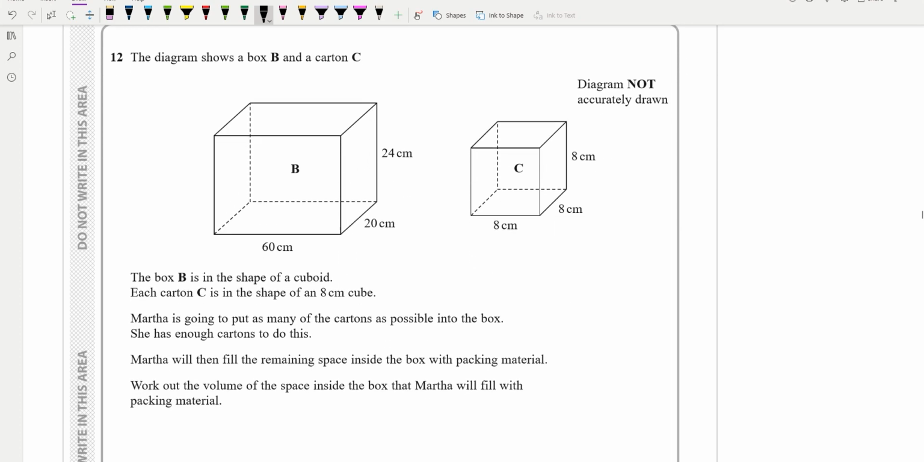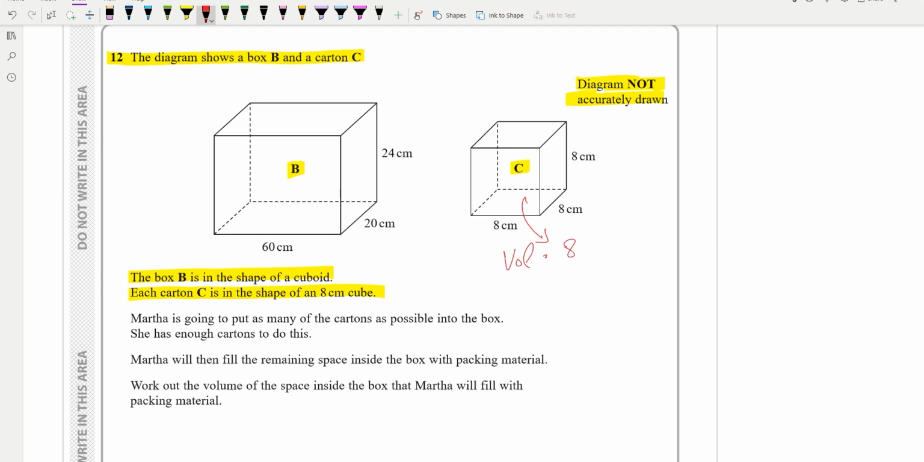This is done. Now the question number 25, which is a little tricky, but we can understand easily. It's saying the diagram shows a box B and a carton C. The diagram is not accurately drawn, and this is box B, this one, and carton C. The box B is in the shape of a cuboid. Each carton C is in the shape of an 8 centimeter cube. So for the 8 centimeter cube, we can check the volume.